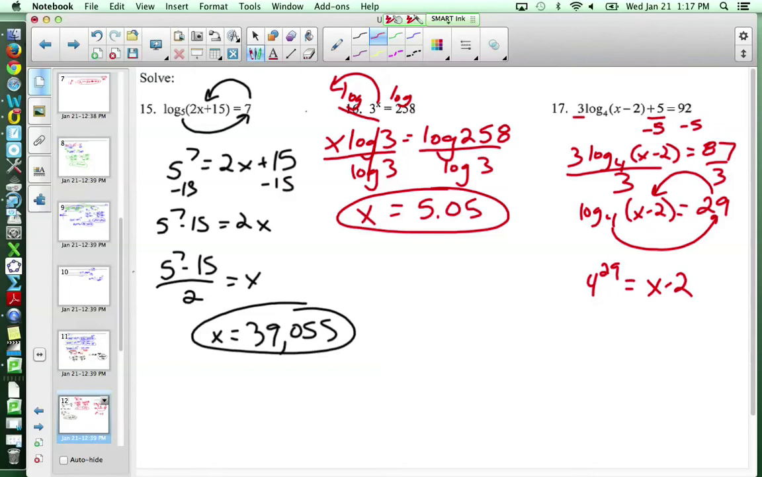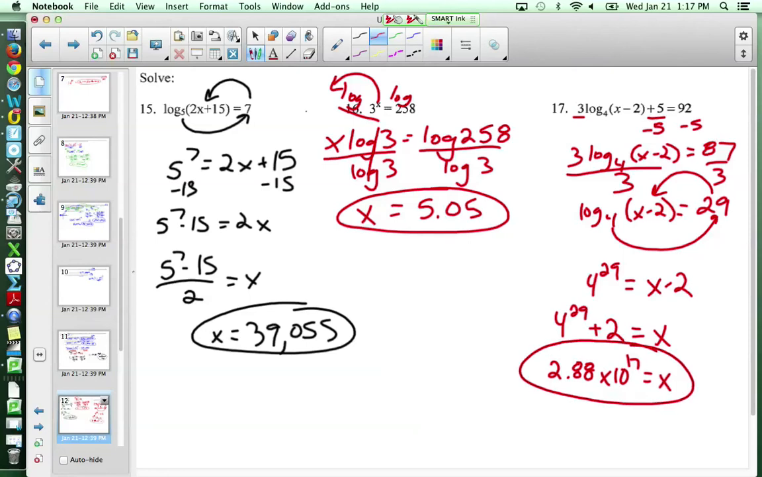Well, 4 to the 29th power is going to be a pretty big number. But let's add the 2 to both sides. So 4 to the 29th power plus 2 is equal to x. And then if you type that into your calculator, you get 2.88 times 10 to the 17th power for my x value. So pretty big number. That's okay. It happens.